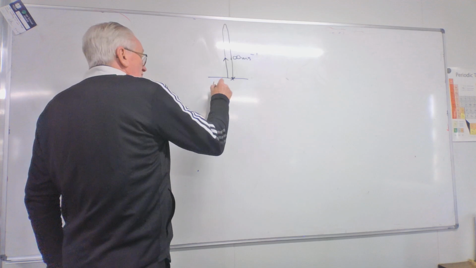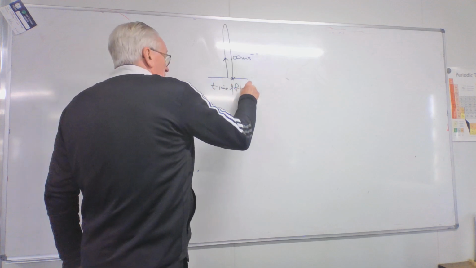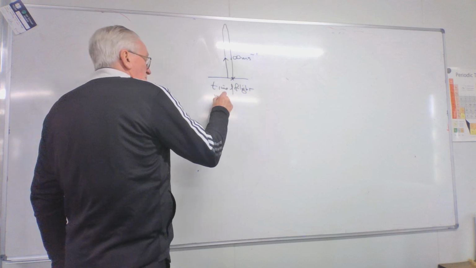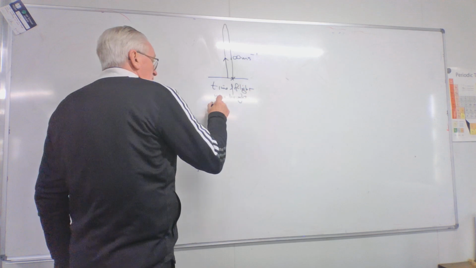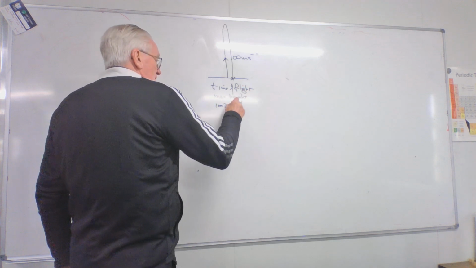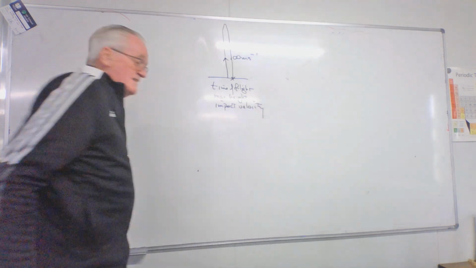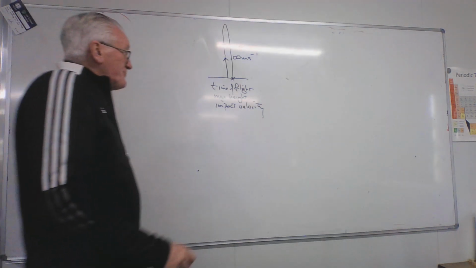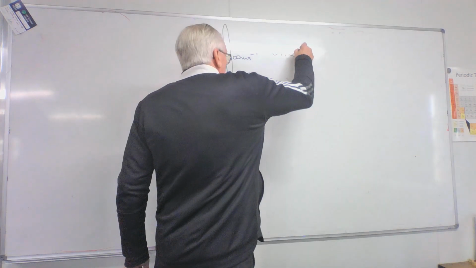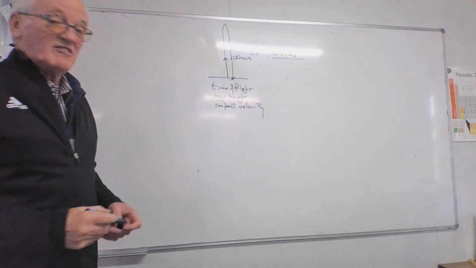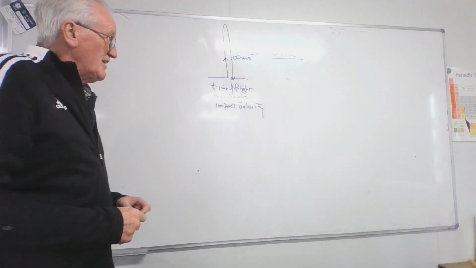We want to know what the time of flight is. We want to know what its maximum height is. And we want to know what its impact velocity is. So let's see how we go. Now, a few things. We're going to use U-arm equations. These are uniformly accelerated rectilinear motion, uniformly accelerated motion in a straight line.